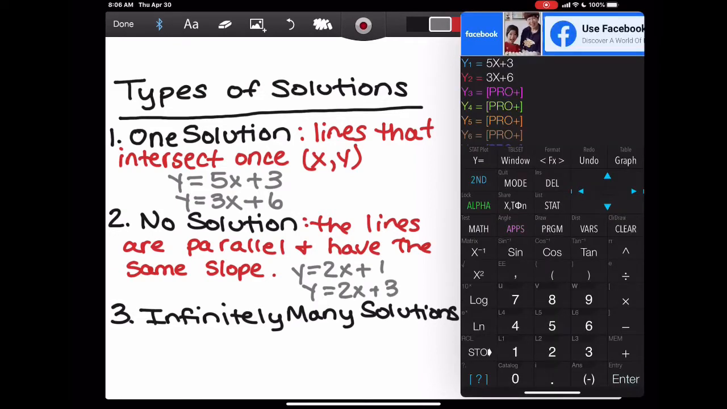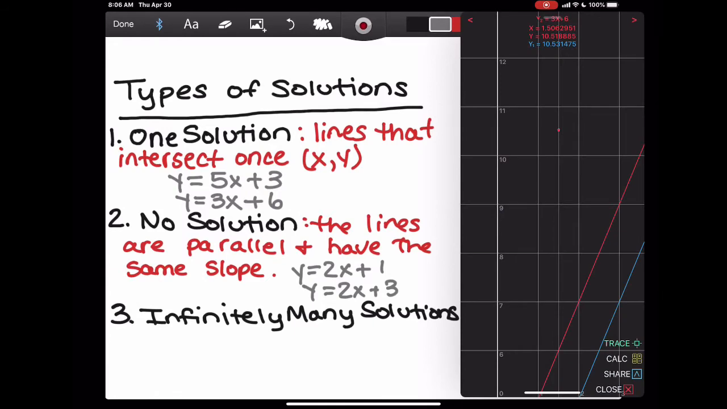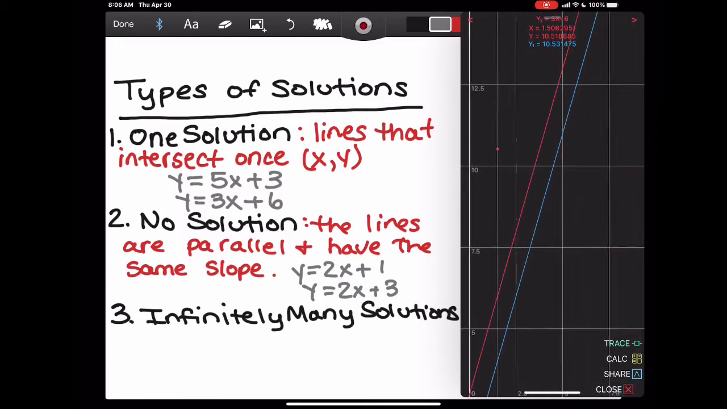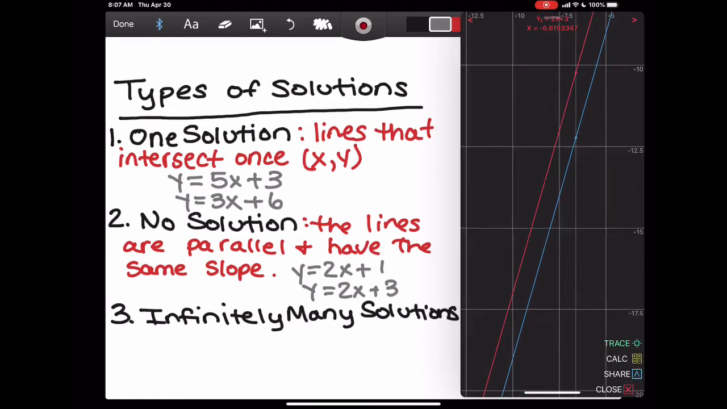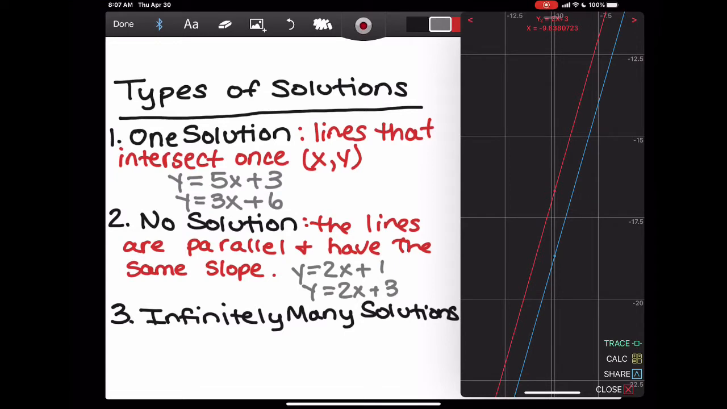Let's go to our calculator here. We're going to clear out what we had. We're going to put these two equations in now. 2x plus 1, go down, 2x plus 3. We're going to graph those. I can zoom out here if I wanted to, but if you see these two graphs, this red and blue line, they're always going to continue to run right along each other, but they're never going to touch because they're parallel, because they have the same slope. So if you have a system and you see that it has the exact same slope, you know from there that you're going to have a no solution system, because the lines are never going to intersect. They're going to forever be parallel.